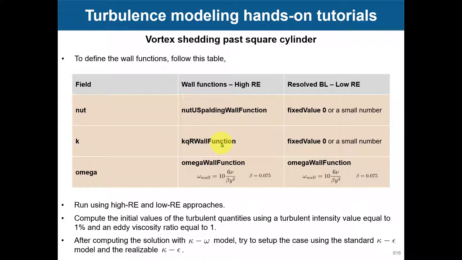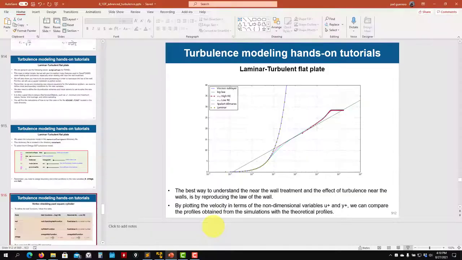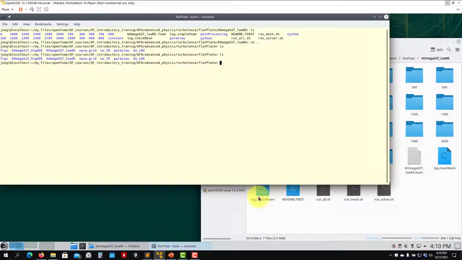And just a reminder in this table: if you're taking the wall function approach, this is how you set up boundary conditions. We're going to see it. And if you take the resolve approach, you set it like this. In this case, let's also set up the initial values using a 1% turbulence intensity, eddy viscosity ratio equal to one.